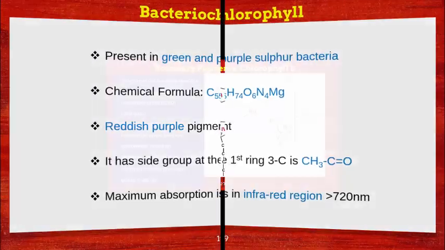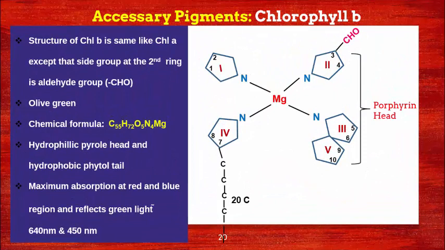Students, let's see accessory pigments. And first of all, we will see chlorophyll B. Structure of chlorophyll B is the same as chlorophyll A, except that in the second ring, the side group instead of methyl in chlorophyll A, it is aldehyde, that is CHO in chlorophyll B. Formula is C55H72O5N4Mg.